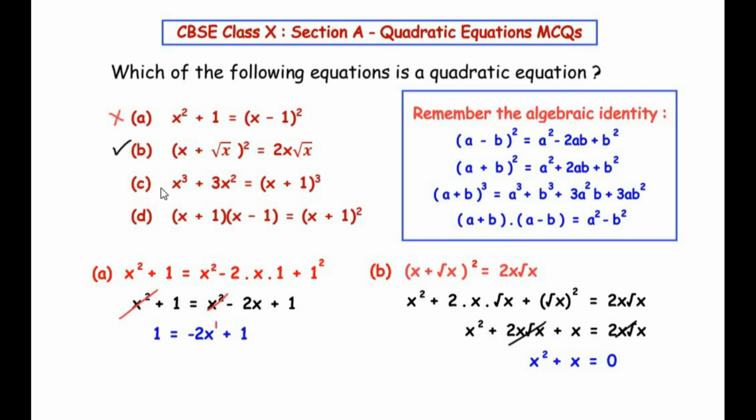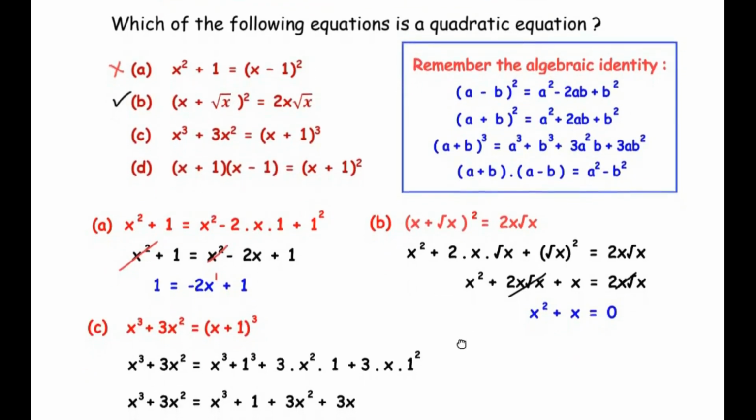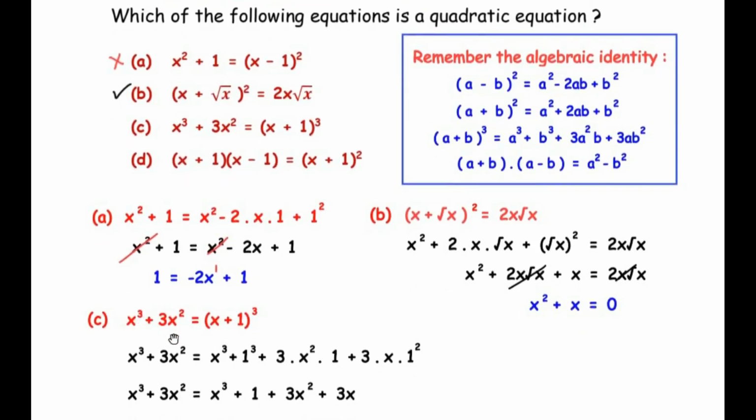Now let us check out options C and D as well, to see if they represent the quadratic equation. You can stop over here once you have got the answer. I'm just going to show here how we are going to expand this and check whether they are quadratic or not. Here we have considered the third option, that is option C. x cube plus 3x square is equal to x plus 1 the whole cube. We have kept the left hand side the same, and to expand the right hand side we have made use of the third identity, that is a plus b the whole cube. So this expands as x cube plus 1 cube plus 3 times x square times 1 plus 3x times 1 square.